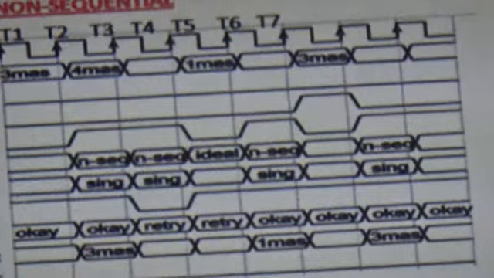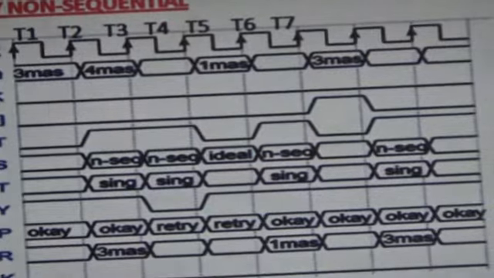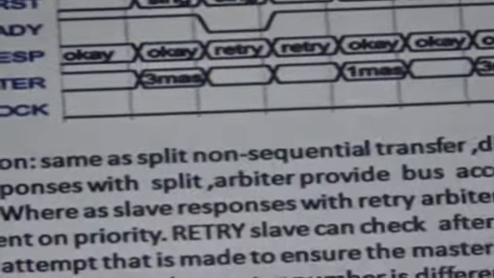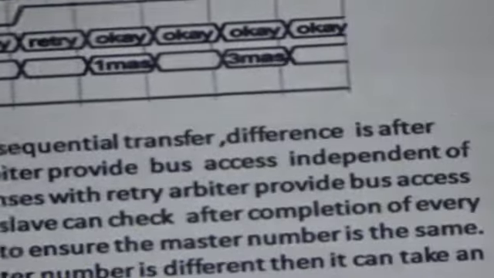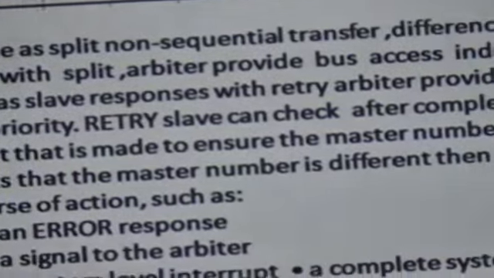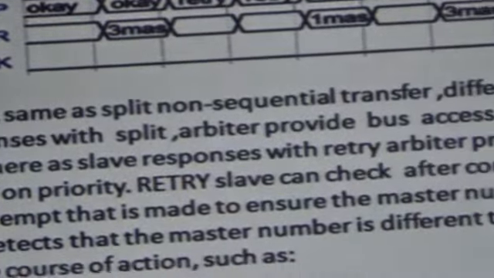Whereas in HSPLIT the arbiter directly provides access to the bus. Conclusion: it is the same as a split non-sequential transfer. The difference is, after the slave responds with split, the arbiter provides bus access independent of priority, whereas after the slave responds with retry, the arbiter provides bus access dependent on priority.